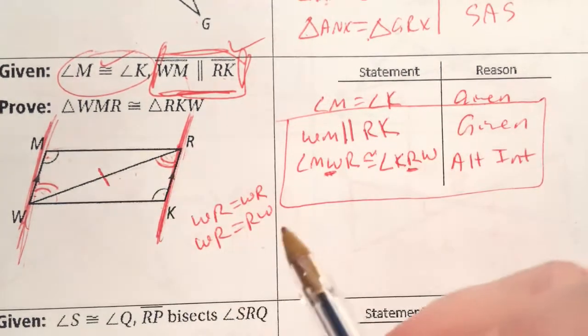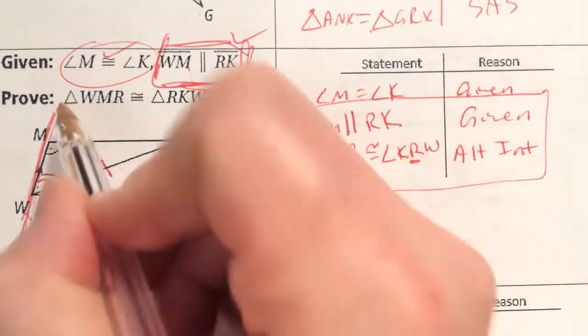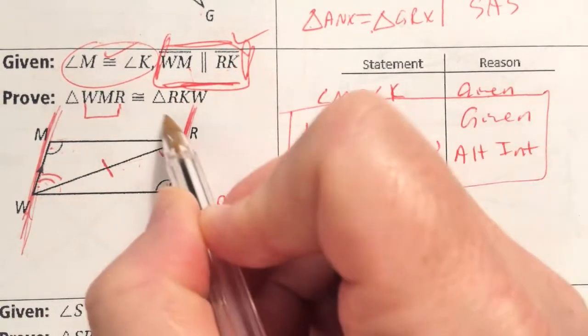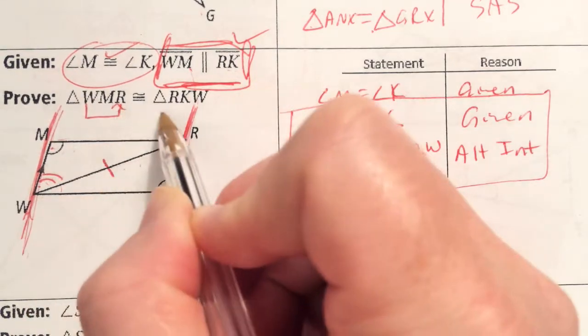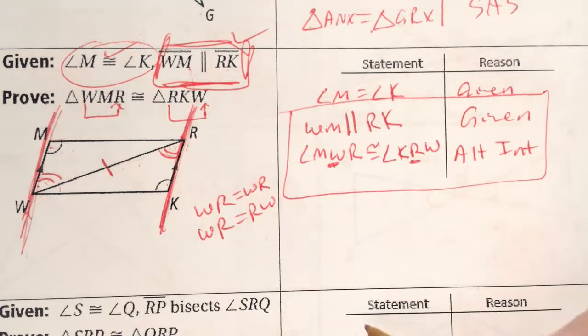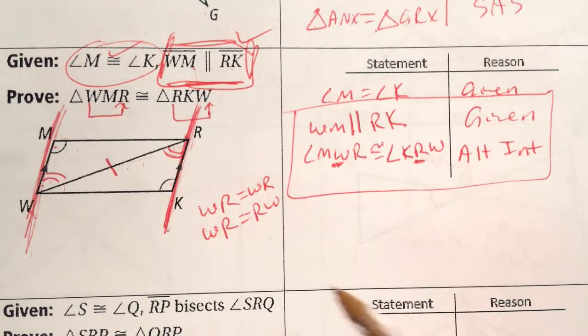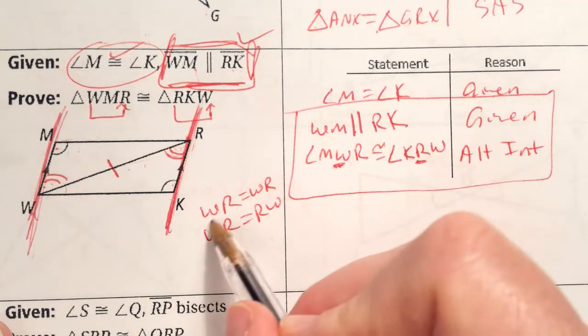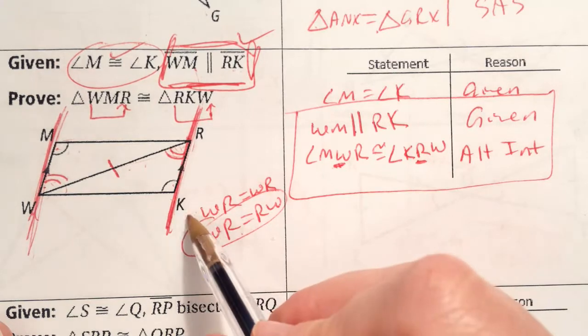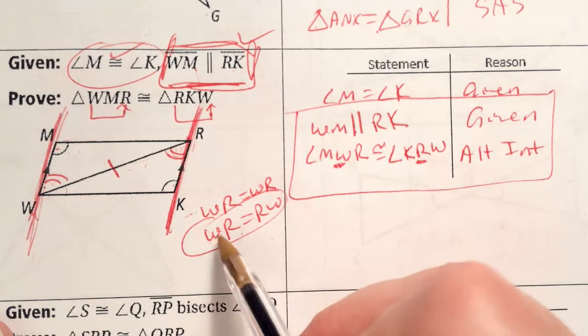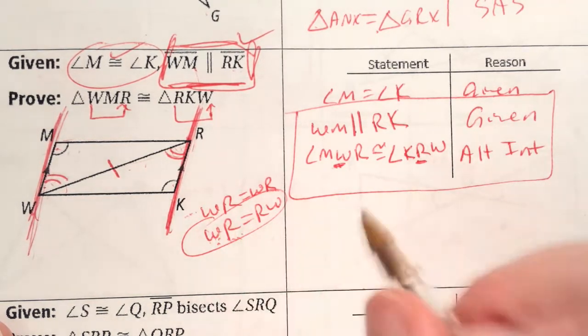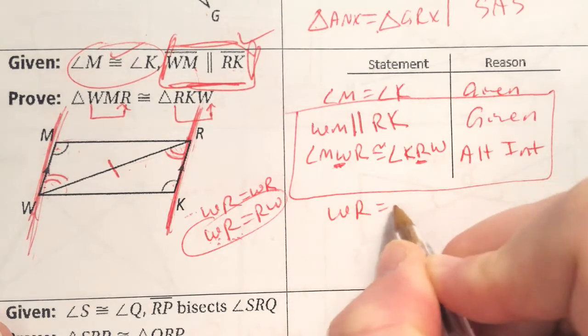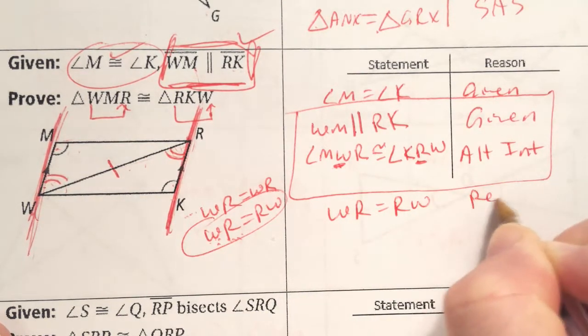So let's see. If you're not sure, let's do it this way. WR would match up with RW. I'm going to look at what I'm trying to prove, if that helps you out. So this is the better answer. They might give you this other option, but if this option is available, always choose that one. So WR is equal to RW. Why? Because of the reflexive property.